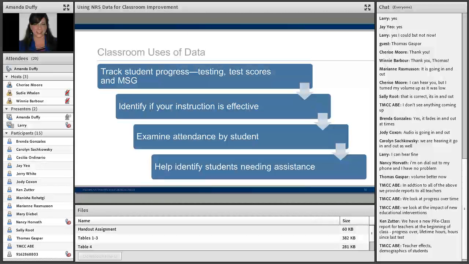So before we move on to the third bullet, I want to ask you, how have you used data to identify if your instruction is effective? And I'm just going to pause for a moment and give you a chance to share what you've done.